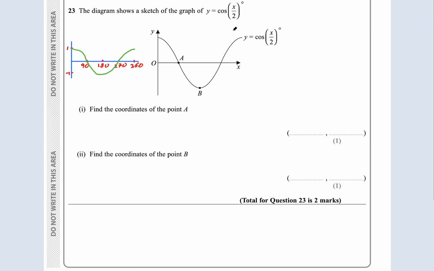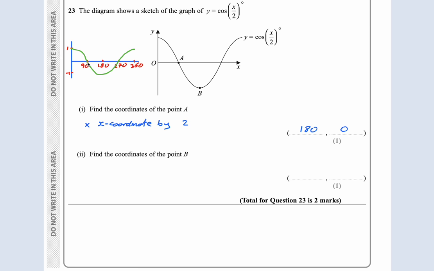Now, what does the x over 2 do? Well, the x over 2 means we multiply the x coordinate by 2, because really we're multiplying by 1 over 2. So we actually multiply by 2, which is 90 times 2, which is 180. So this becomes 180, 0.